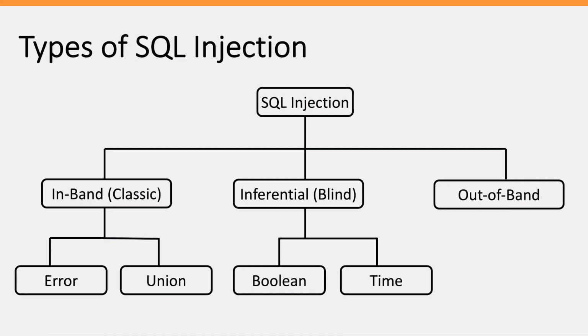I've seen people loop this type of SQL injection under inferential or blind SQL injection, which is a fair thing to do. However, if you look at resources online, most of the resources out there will separate them into 3 different categories, and that's why I decided to also separate them into 3 different categories in my video. Okay, let's go more in depth about each type, starting with in-band or classic SQL injection.